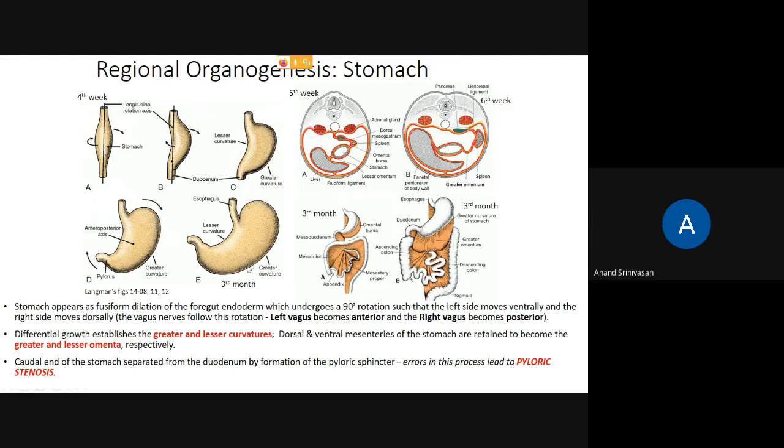All right, so that's about the development of the esophagus. Now let's see the development of the stomach.